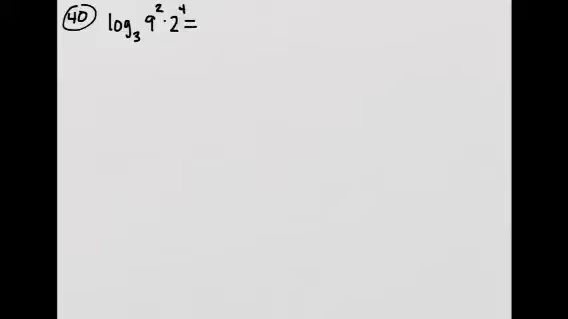Okay? Alright, so for number 40, it's asking you to use the properties of logarithms and simplify the expression. So the first thing I'm going to do is I notice that I have the log of a product, right? So I'm going to separate this as a sum of 2 logs. So this becomes log base 3 of 9 squared plus log base 3 of 2 to the 4th.